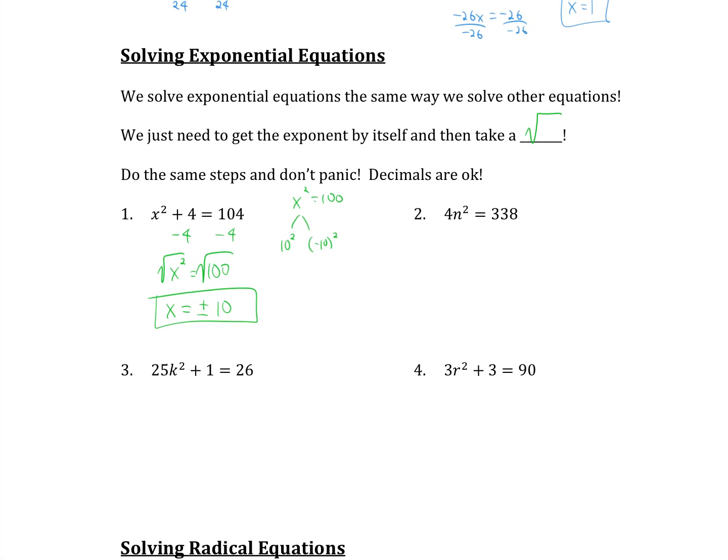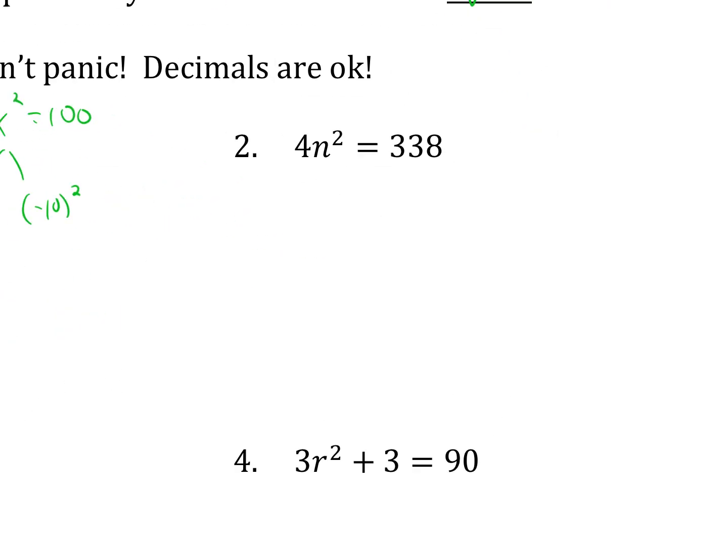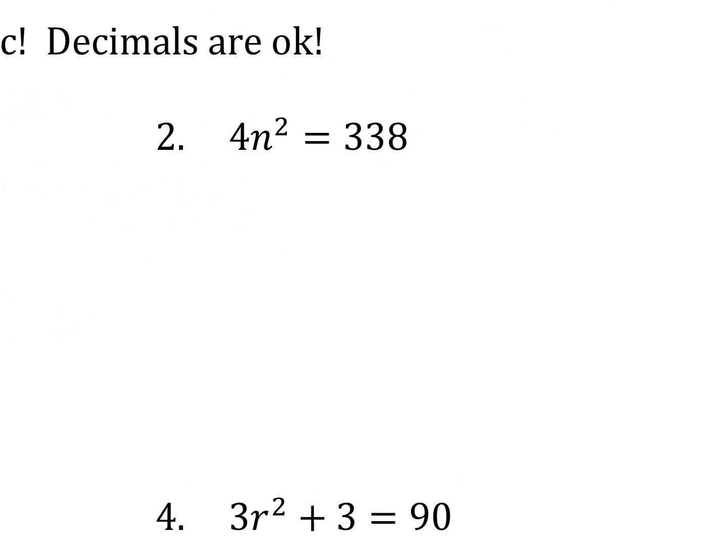All right, very cool. Why don't you guys go ahead and try 2 through 4 if you like. Give them a try. And decimals are okay, by the way. Decimals are fine. All right, number 2, is the 4n squared by itself? It is. Now we need to get rid of that 4. How do we do that? Divide by 4. We get n squared equals what? 84.5.